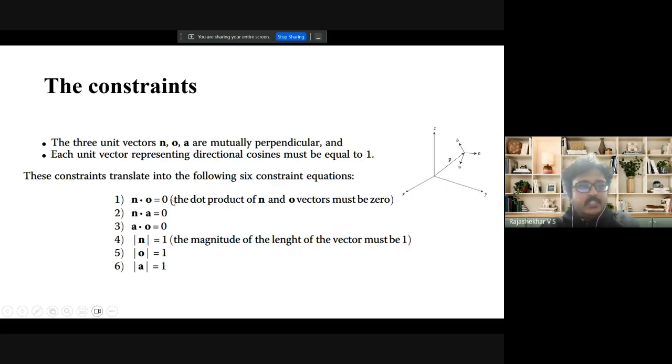So the constraints: the three unit vectors N, O and A are mutually perpendicular. Each unit vector representing the direction cosines must have magnitude equal to 1. So n dot O is 0, n dot A is 0, and A dot O is 0. Magnitude of n is 1, magnitude of O is 1, and magnitude of A is 1. So these are the constraints. If these don't follow the constraints, then there is some mistake in the calculation which we are doing.